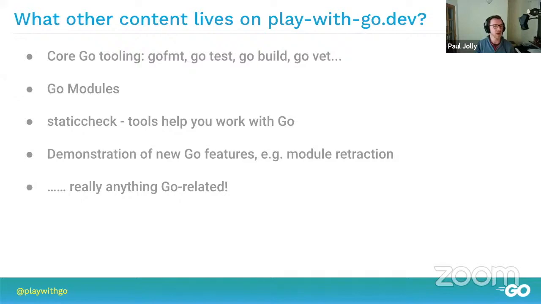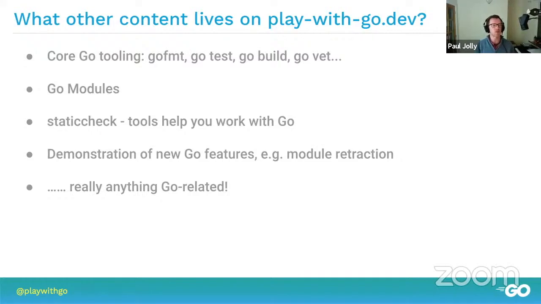So what other content lives on play-with-go.dev? As I just said, really anything Go related. But let's just look at the key focus points here. Core Go tooling: gofmt for formatting your code, go test. John Calhoun mentioned that he would be interested in writing a guide, for example, that explains to people how to use go test. That's just a basic primer on how to start writing tests in Go. And you can sort of easily understand now how in an interactive presentation that would actually work. Go build, go vet, all the core Go tools.